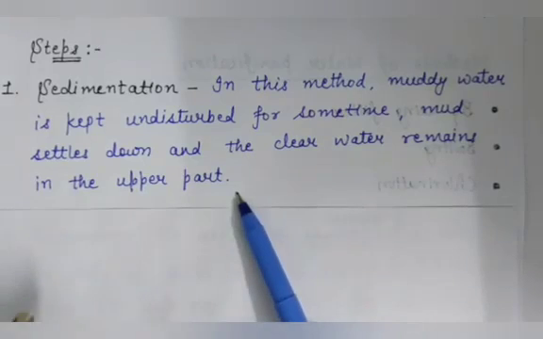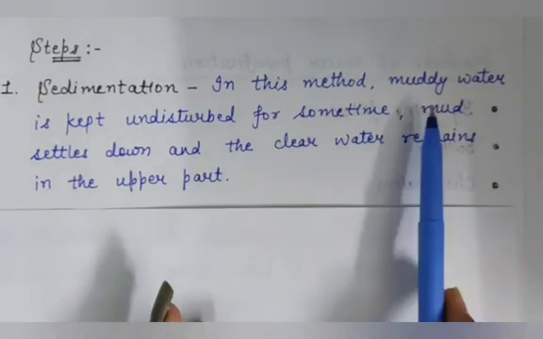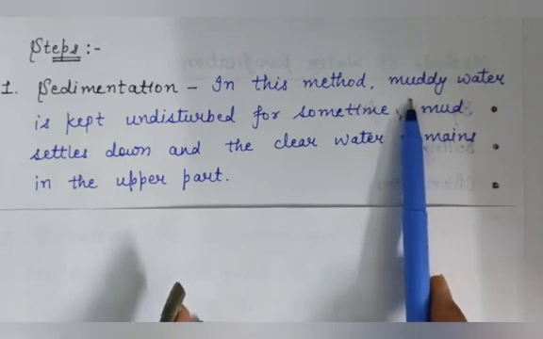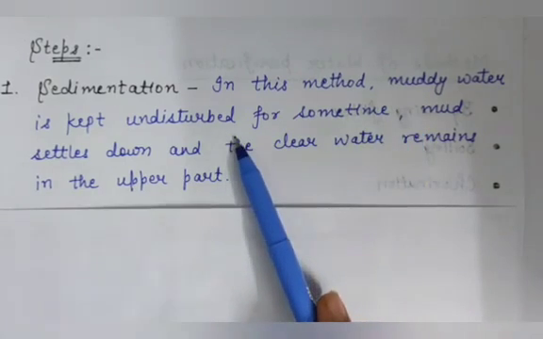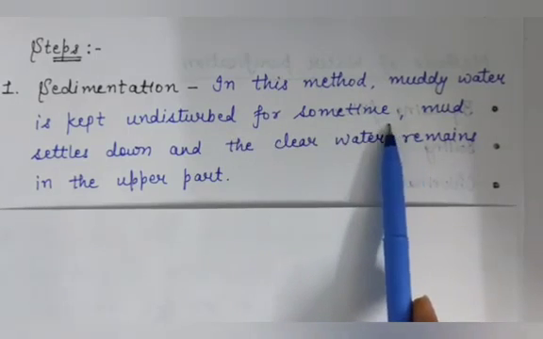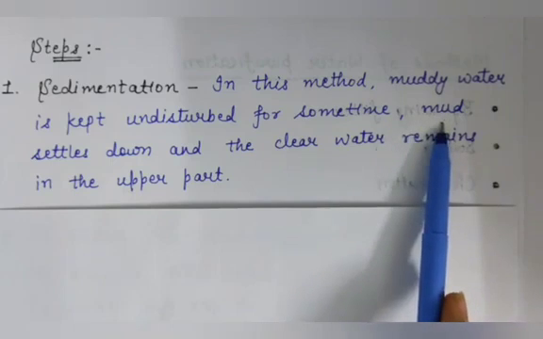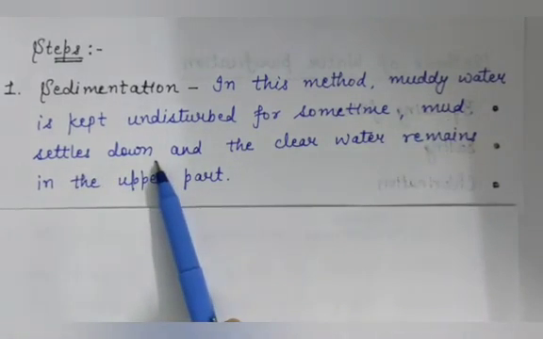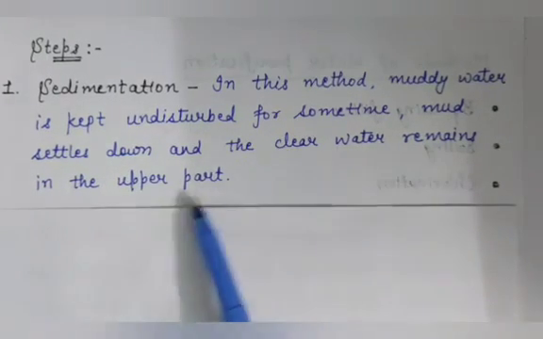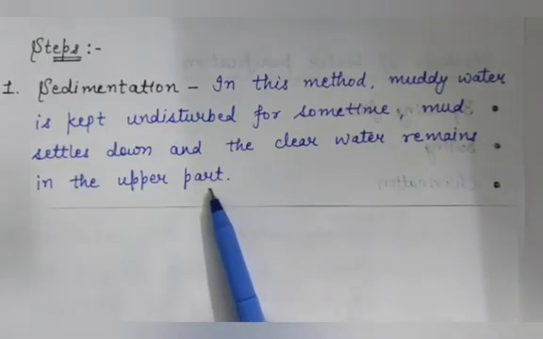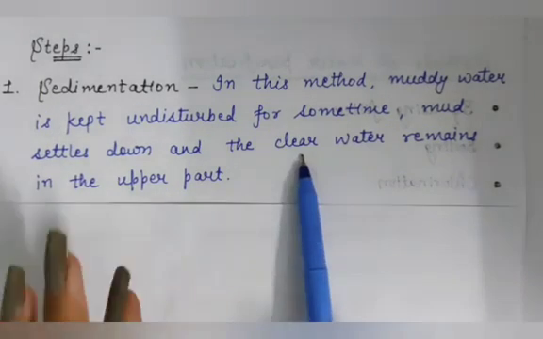If we take muddy water in a container and keep it undisturbed for some time, then after some time you will see that the mud, meaning sand or the heavy particles, settles down in the container and the clear water remains in the upper part. It means we can separate the clear water.